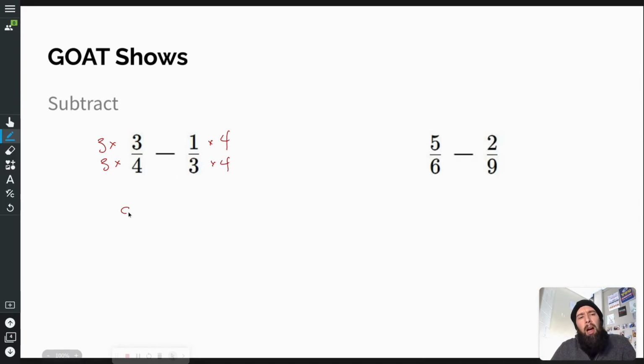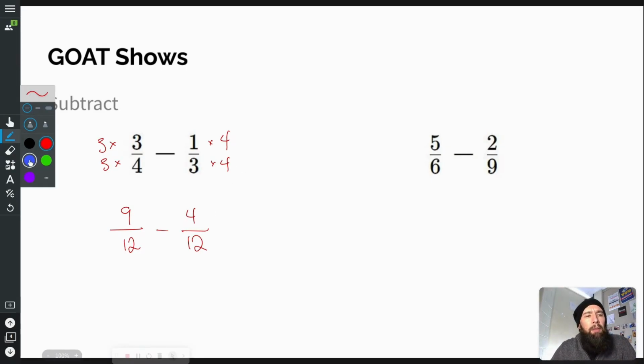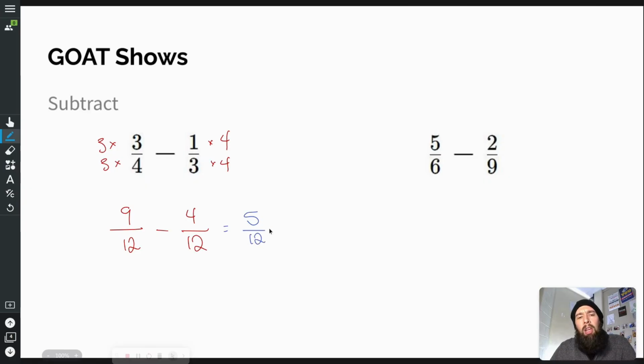3 times 3 is 9. 3 times 4 is 12. Minus in the middle. 1 times 4 is 4. 3 times 4 is 12. Now that I have the same denominator, 9 minus 4 is 5. Keep the 12. Take a look at my answer. Can I simplify? No. Is it more than 1? No. Then I'm done. Problem over.